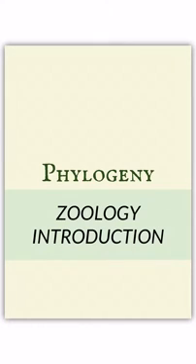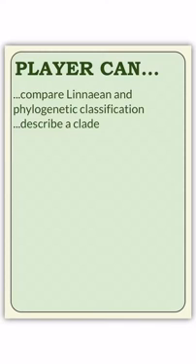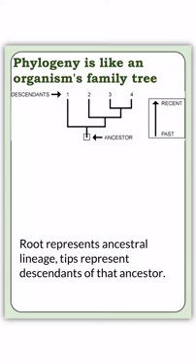When you are done with this lesson, you should be able to compare the Linnaean and phylogenetic classification systems, and you should also be able to describe what a clade is. If you've not already watched or read the introduction about taxonomy, please do so before continuing with this lesson, because I'm going to assume that you've already taken a look at that.